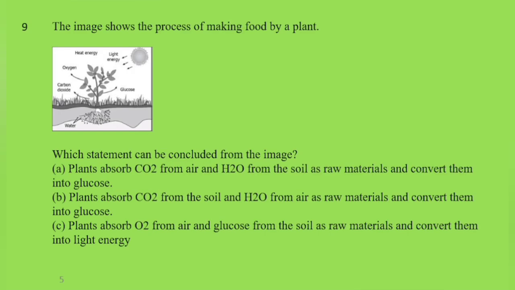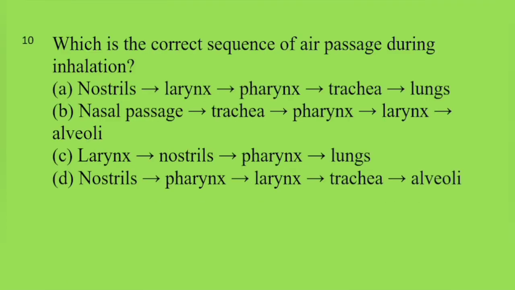The image shows the process of making food by plant. Which statement can be concluded from the image? Plants absorb carbon dioxide from air and water from the soil as raw materials and convert them into glucose. Option A. Which is the correct sequence of air passage during inhalation? Last option is the correct one. Nostrils leads into pharynx, pharynx to larynx, larynx to trachea, trachea to alveoli.